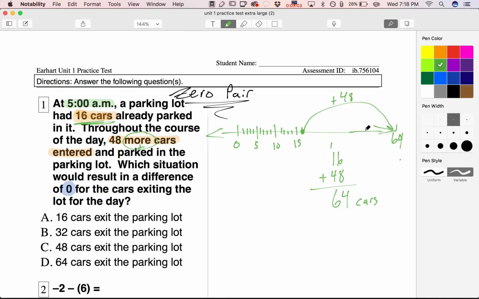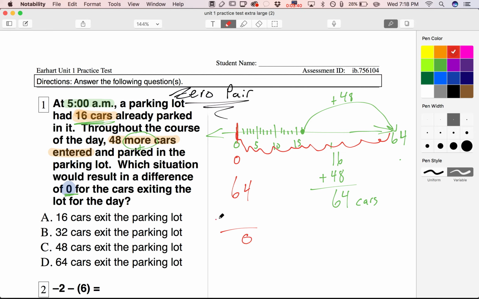Now, the question is we want to know about 0 cars. So how do I get back to 0 cars? Looking at the number line, basically I need to count back all the way to, oh, that's not 0. I saw the dot and I thought 0. So I need to count all the way back to 0. So how much do I need to subtract from 64 to get to my 0 pair?